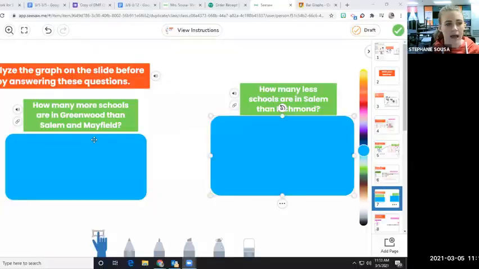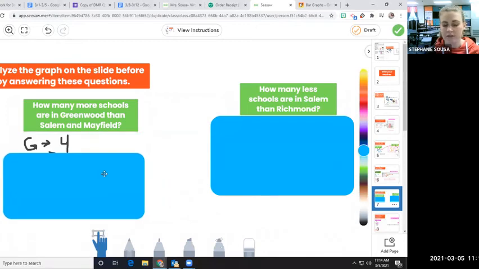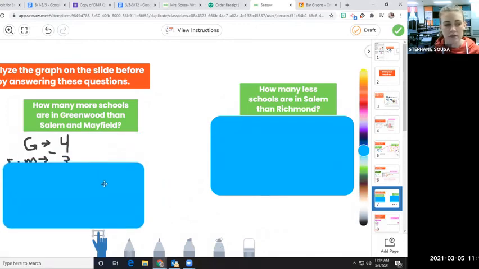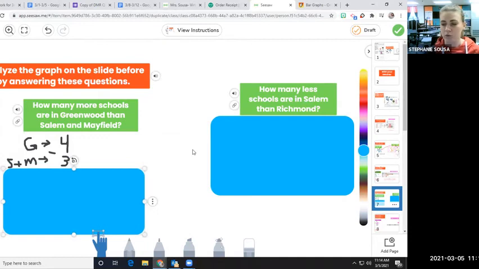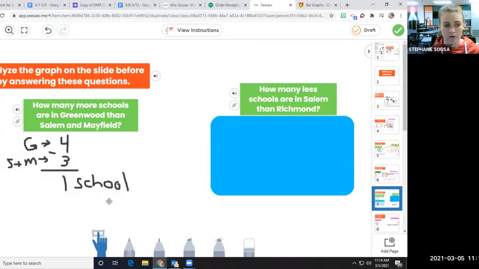All righty, here is what you should have come up with. How many more schools are in Greenwood than Salem and Mayfield? Greenwood has 4 schools. Salem and Mayfield put together has 3 schools. 4 subtract 3 is equal to 1 school. So there's 1 more school in Greenwood than in Salem and Mayfield. Any questions on that one?